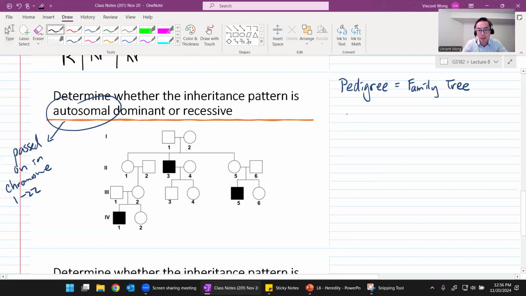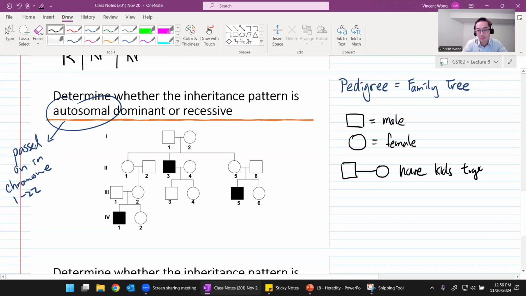Well, some information first. Okay. Square means male. Circle means female. This means have kids together. And sometimes you might see diamond. Diamond is unknown. Like if the mother is carrying a baby but she hasn't found out the gender yet, then it's unknown. Then you put a diamond. Okay. So these are the basic symbols for pedigree.